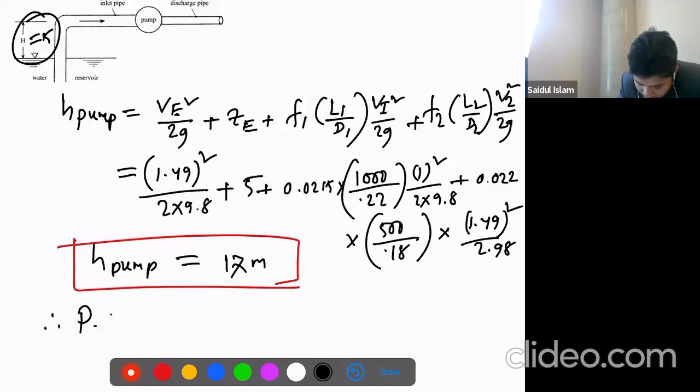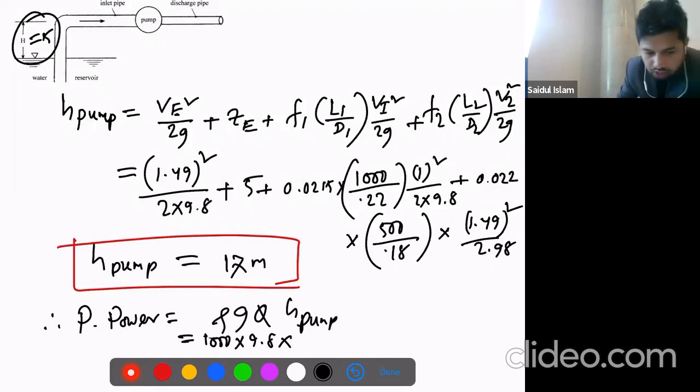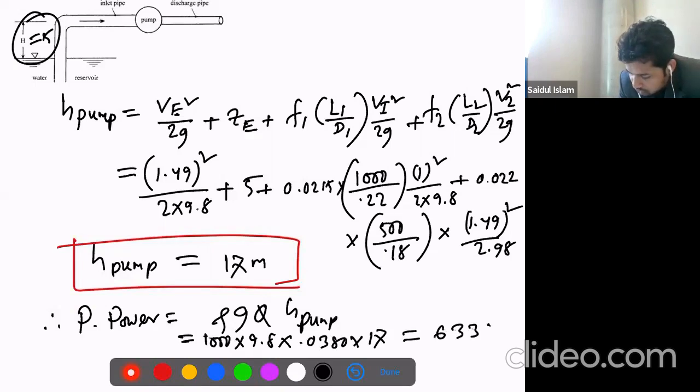The pump power is density times gravity times flow rate times the pump head. So density is 1000, gravity 9.8, flow rate, I need to check it out, 0.0380, and this is 17. So it will be 633 on what?